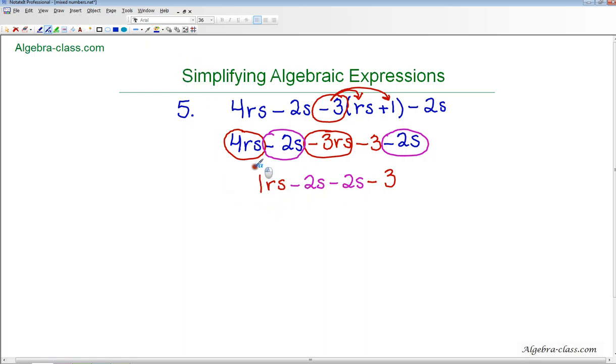I don't need this coefficient of 1, so I'm going to write this as RS. And then I'm going to think through this, think of negative 2s minus 2s. I can do keep, change, change, and make it negative 2s plus negative 2s. That's a little easier. That's negative 4s, so I'm going to write it as minus 4s, and then minus 3. So the final answer is RS minus 4s minus 3.